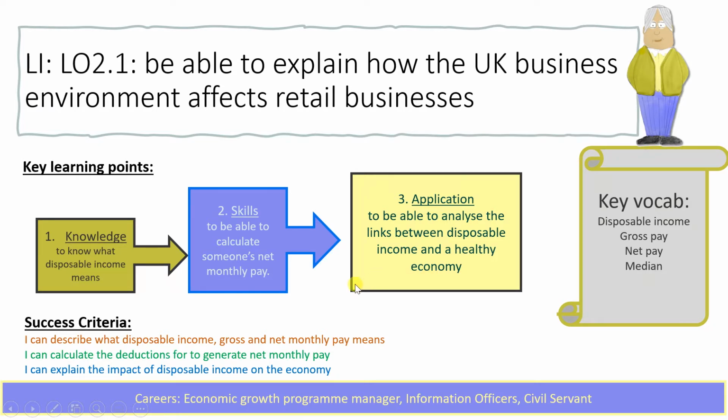And the outcomes we're looking at is making sure you've got the definitions of those three terms, being able to calculate the deductions to generate the net monthly pay, and being able to explain with some detail and examples disposable income and its impact on the economy. The careers specific to economic growth are down the bottom. You've got economic growth program manager, information officer and civil servant, where those specific areas also exist.